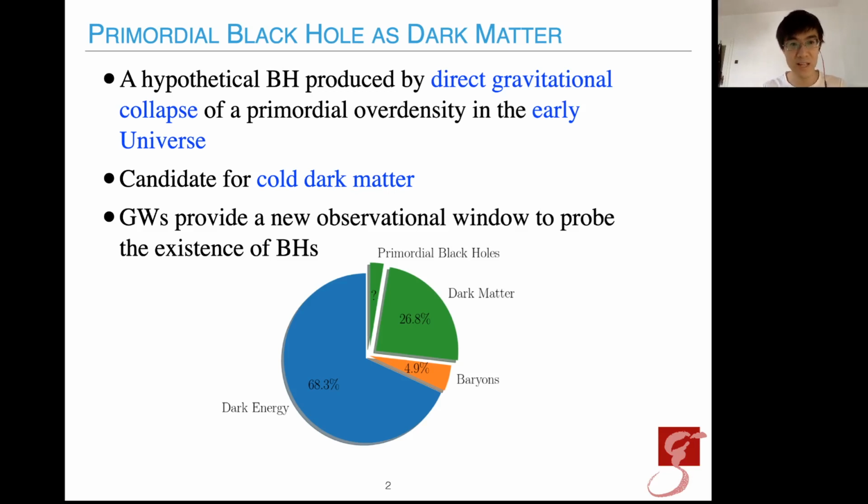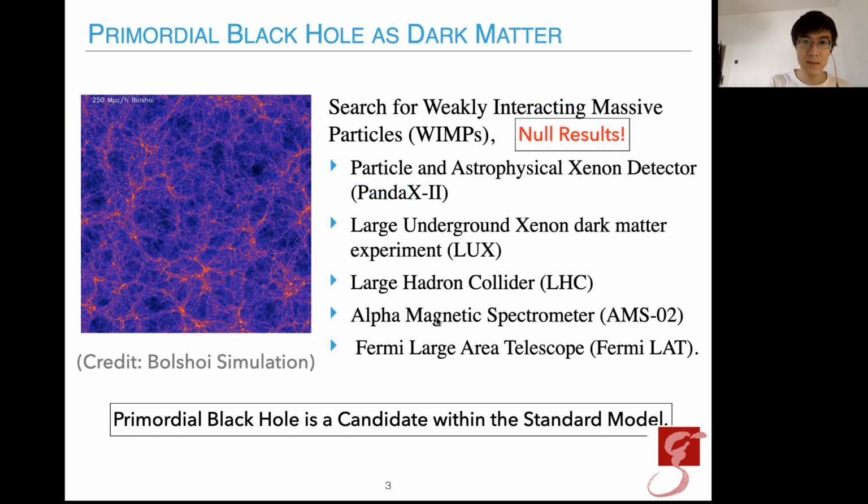Since gravitational waves provide a new way to probe the existence of black holes, in this project we use the stochastic background to try to answer the question: what is the fraction of primordial black holes in dark matter? Another motivation is that for the more popular candidate for dark matter, the so-called WIMP particles, up to now all the direct and indirect searches have not given decisive results for their existence. So that motivates us to look for other candidates like primordial black holes, and this is a candidate within the standard model.